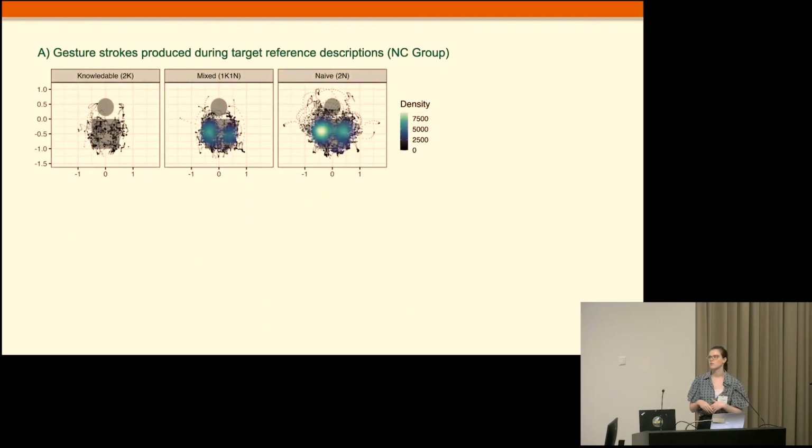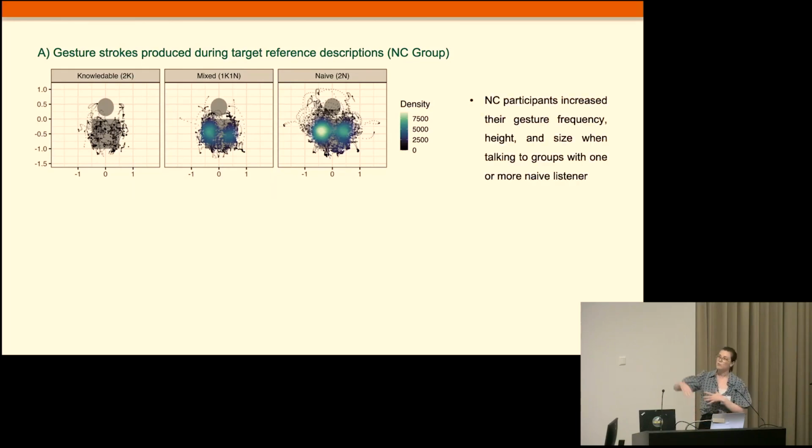Statistically, we looked at changes in gesture size and height. The heat maps provide a really nice visual analysis, so this is what I'll show you today. You can see that for the non-injured comparison group here, they produce more gestures when talking to groups with 1 or more naive listener, as well as use a larger gesture space and produce gestures that are higher.